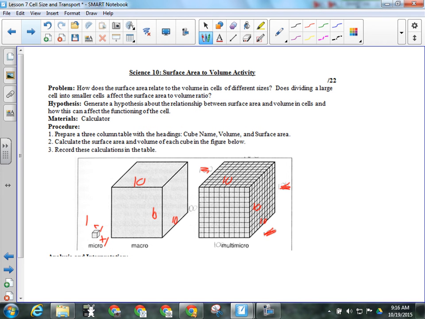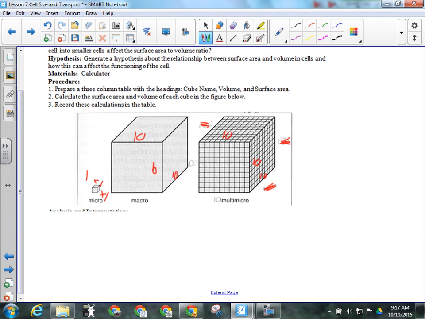Okay, all right, so it's 10 by 10 by 10, but it's divided up into little micros. It's filled up with these little tiny micros, 1,000 of them. Remember, these are 3-dimensional objects. So let's look at figuring out the surface area of micro.